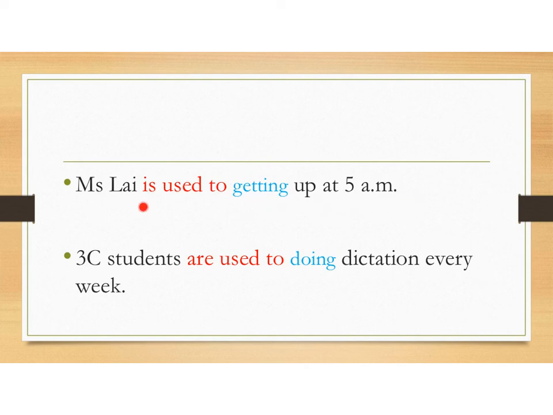呢一件事係習以為常㗎啦。is used to 呢個表達係解習以為常。好啦，又睇一睇例子2啦。3C students are used to doing dictation every week。呢一句嘅意思就係話 3C students 對 doing dictation every week 每個星期默書呢一件事係習以為常㗎啦。同樣 used to 呢度係解習以為常。我哋睇翻 example 1。Miss Lai is used to getting up at 5 a.m.